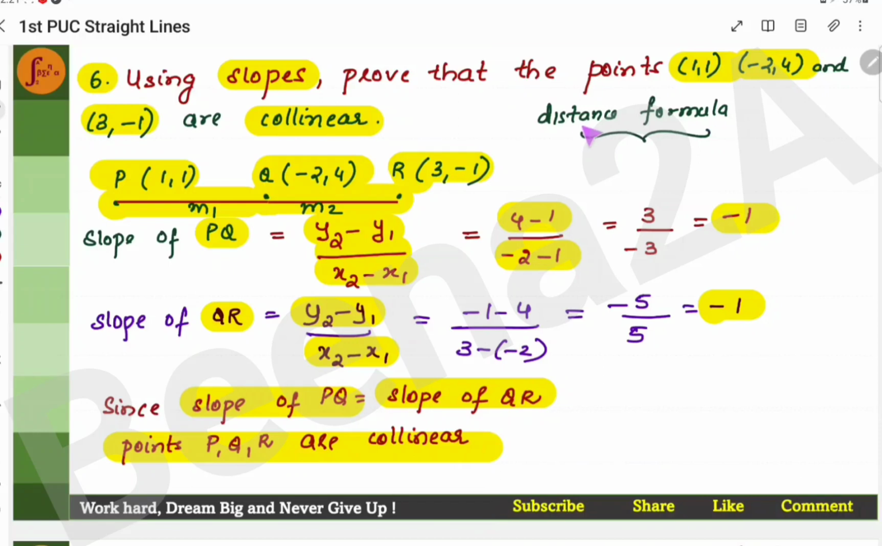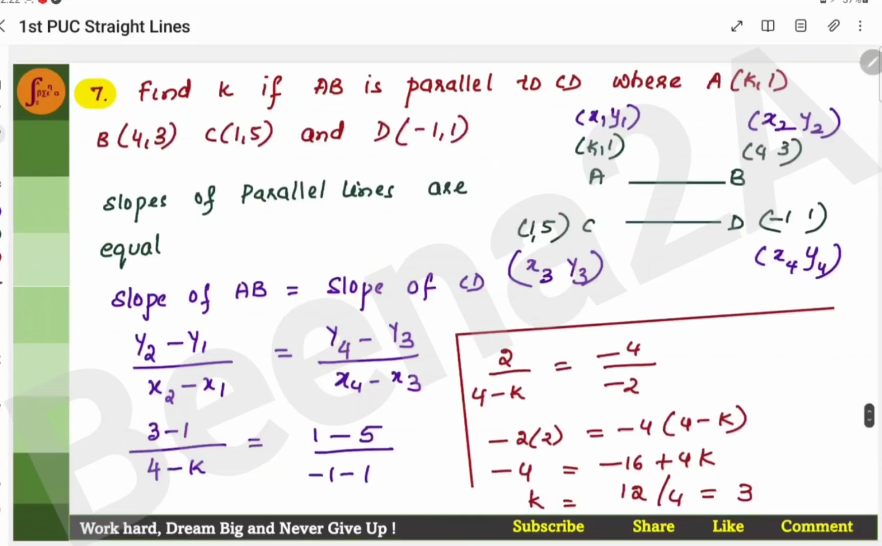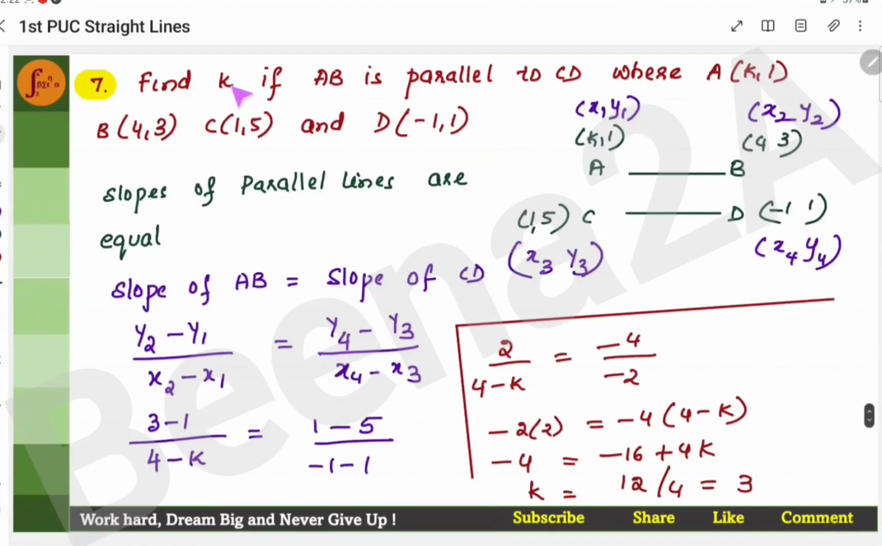Right? So there is another method by which you can prove that the points are collinear using distance formula. So you have to observe the question carefully. If they say using slopes, then you have to use slope, right? Now another problem: find K if AB is parallel to CD.